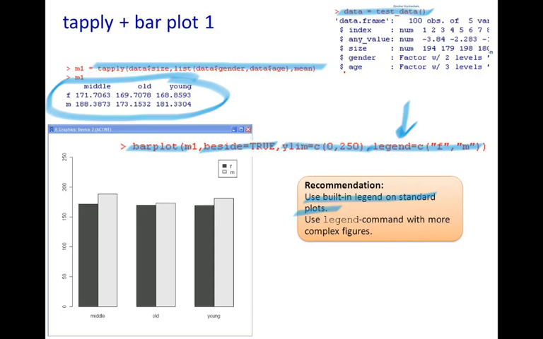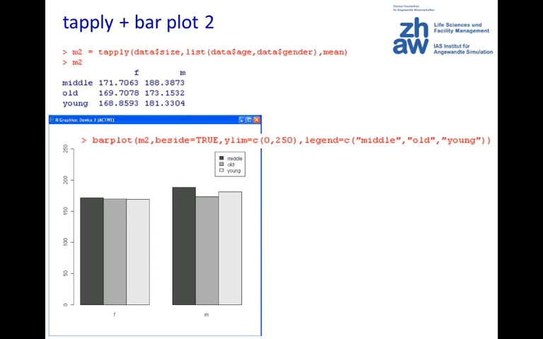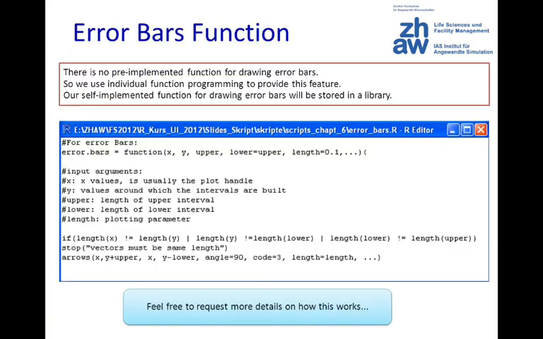Now this idea can be further extended. Here we have a different setting where we have 3 subcategories per factor. And it can even be extended further.